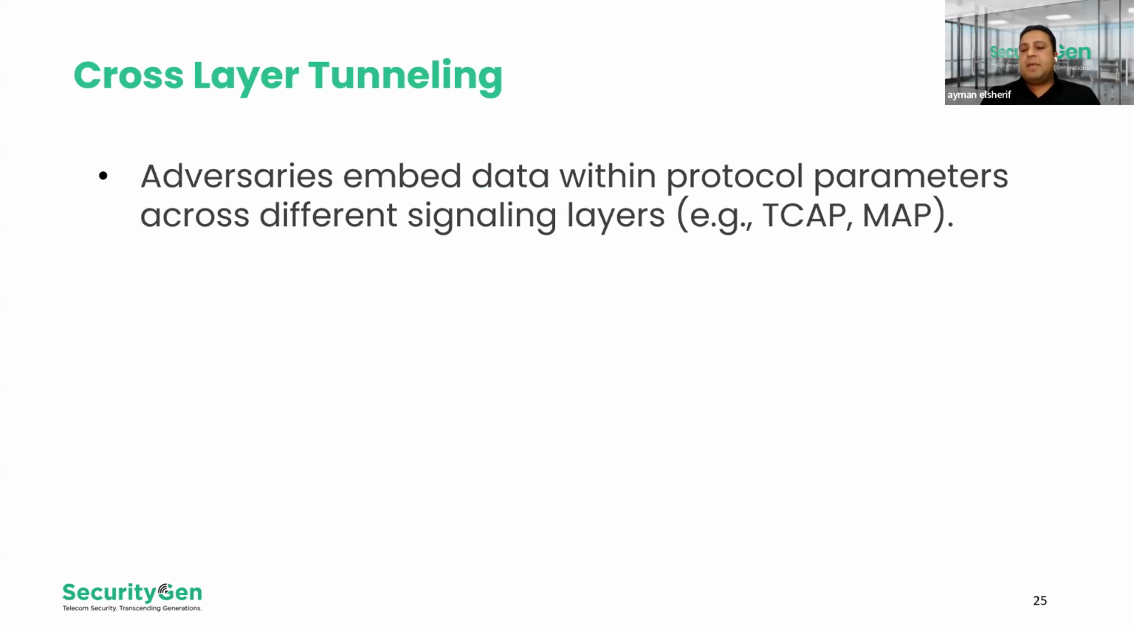Another technique involves embedding data into parameters of upper layers, such as MAP or TCAP. Usually, SMS and USSD related messages are good candidates for this, as they already contain user-supplied data, making the tunneling appear legitimate, for example, a legitimate SMS sent by a subscriber, which makes detection more challenging. But for greater stealth, we choose to split the data across parameters in different layers of protocols, which we call cross-layer tunneling.